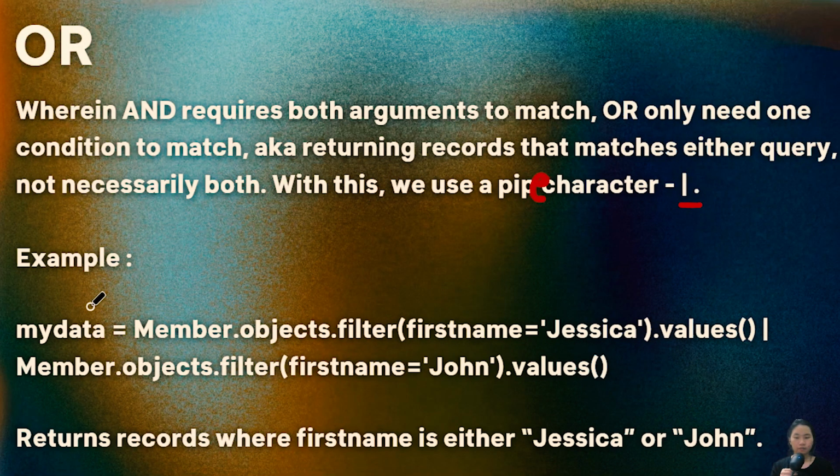Now, my data equals to member.objects.filter(first_name='Jessica').values pipe member.objects.filter(first_name='John').values. Okay, so we could either have Jessica or we could have John, and it returns records whose first name is either Jessica or John.